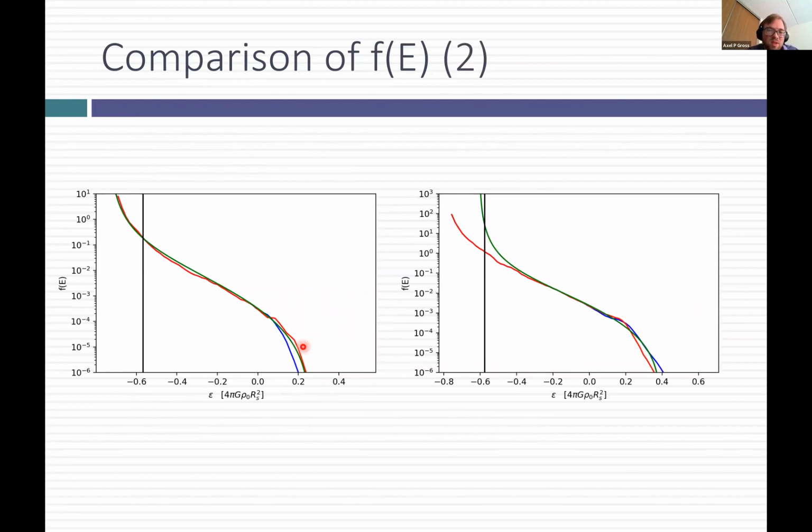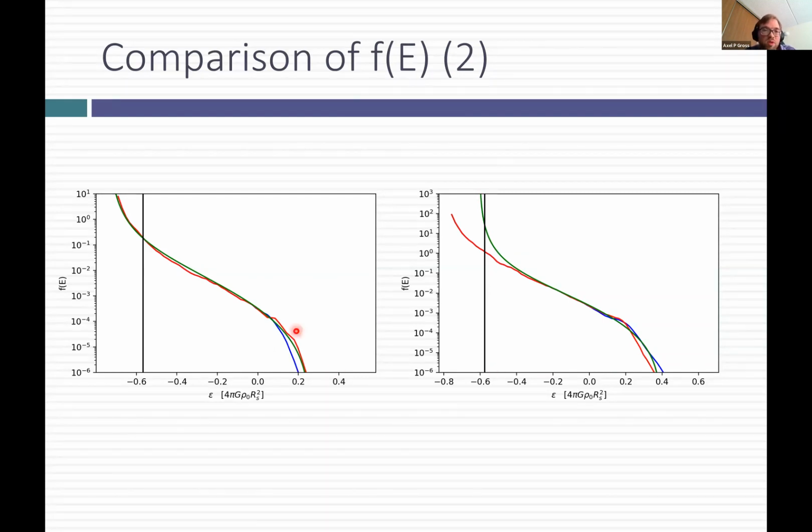The blue curve is the calculated distribution function from the halo inside one virial radius. The red curve is the distribution function calculated from the halo when you count inside 2.5 times the virial radius. The green curve is the distribution function of the best fit NFW distribution. And the black line is the potential at 5% of the virial radius.